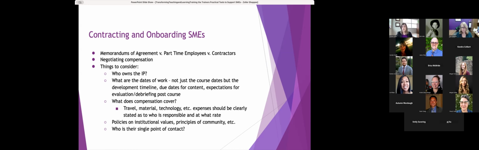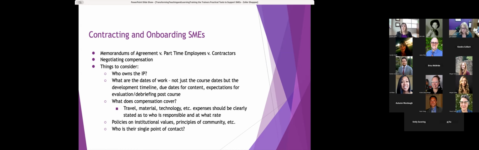Some of the options that we utilize on our end are a memorandum of agreement. We also have hired people as part-time employees. And although rarer, we have hired people as contractors. There is a difference in all of these, both for the institution as well as the individual considerations on their tax implications and things like that. So it's important for you to be well versed on what options you have.